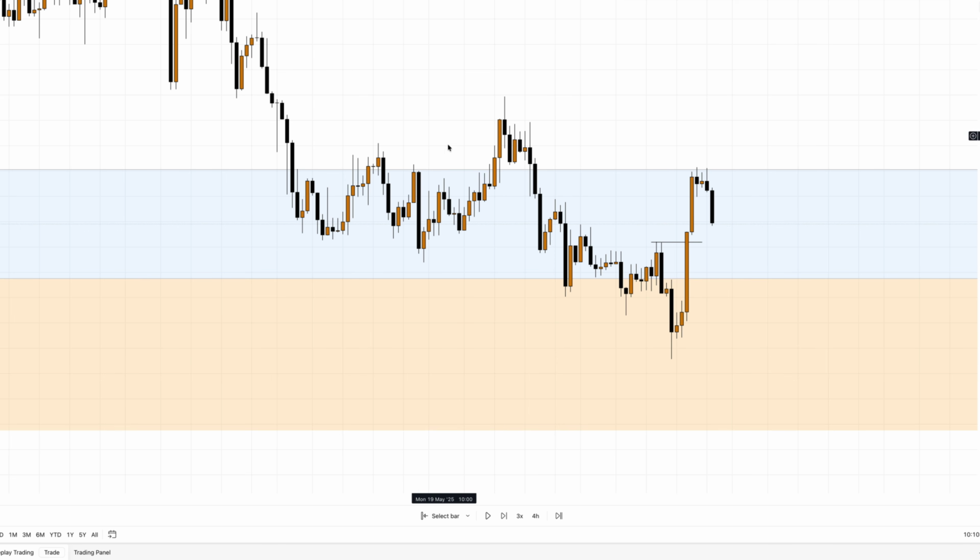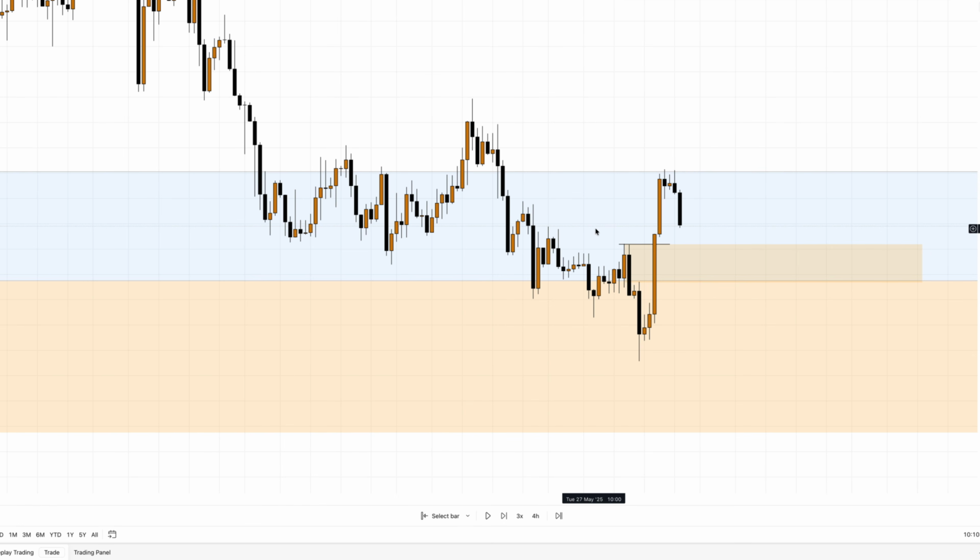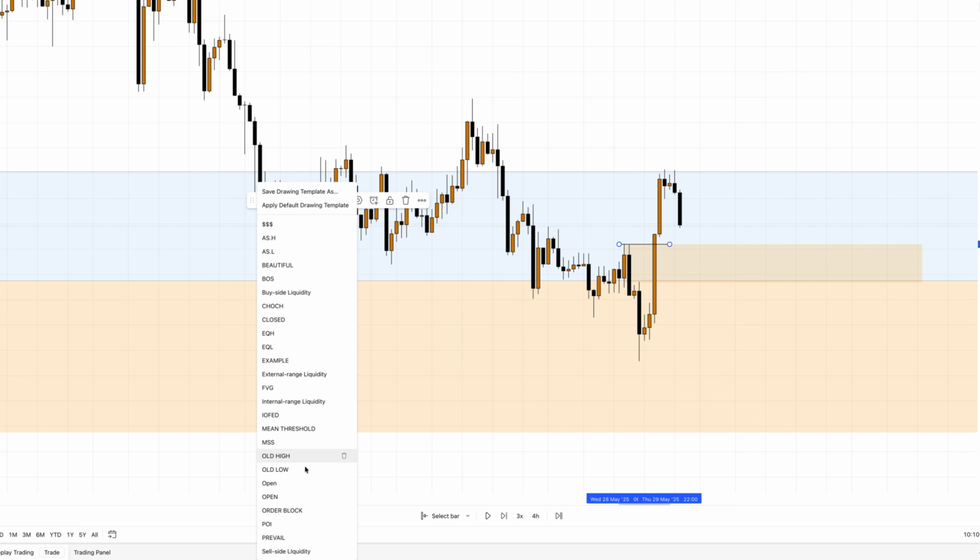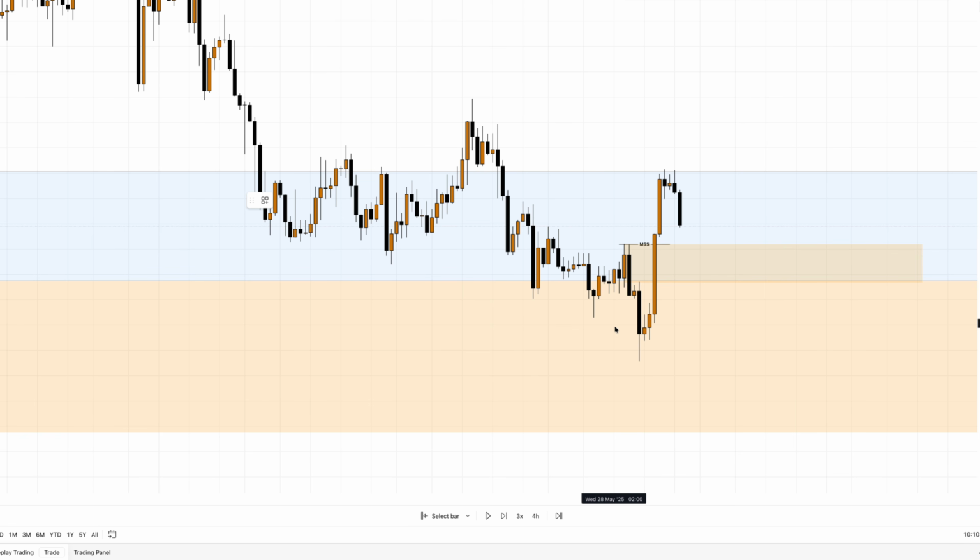We are still waiting for it. If we miss this or if we got stopped out here, we have a breaker now. This is a breaker block, right? So you're going to prioritize your entry from here. That's a market structure shift, and this is a liquidity sweep.